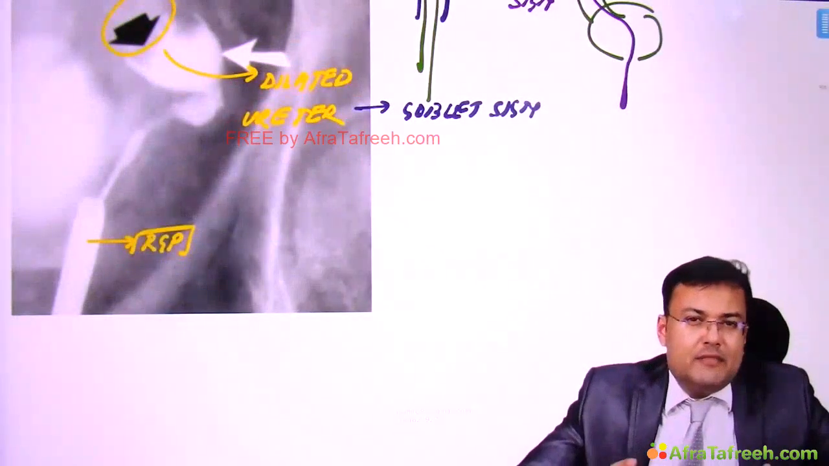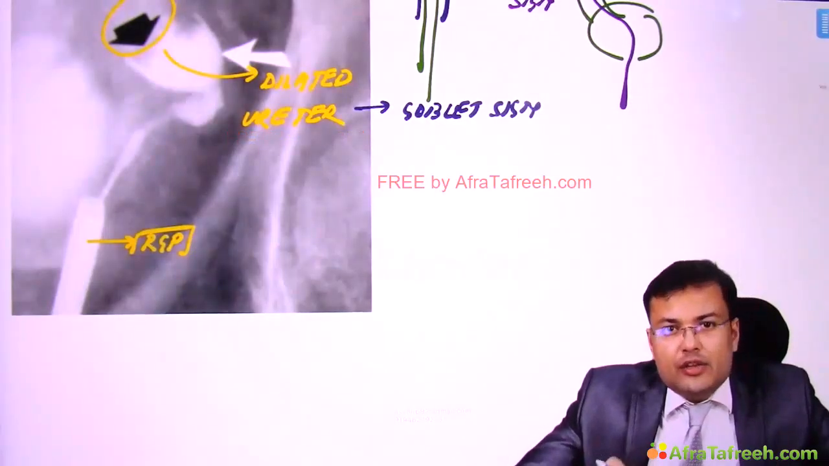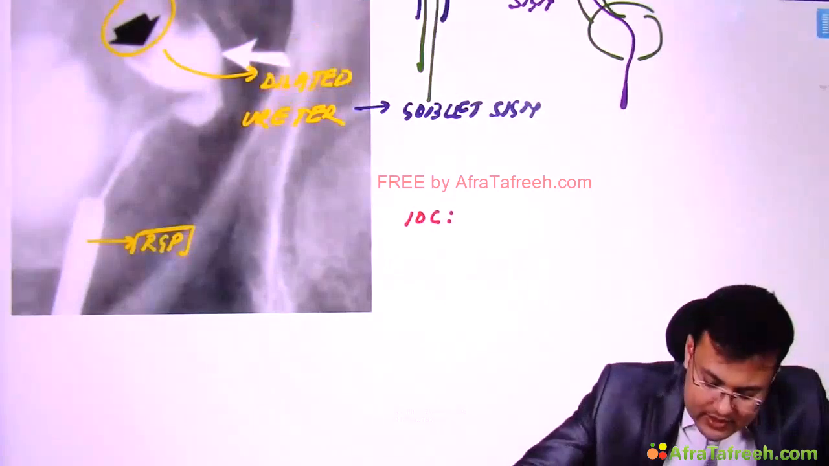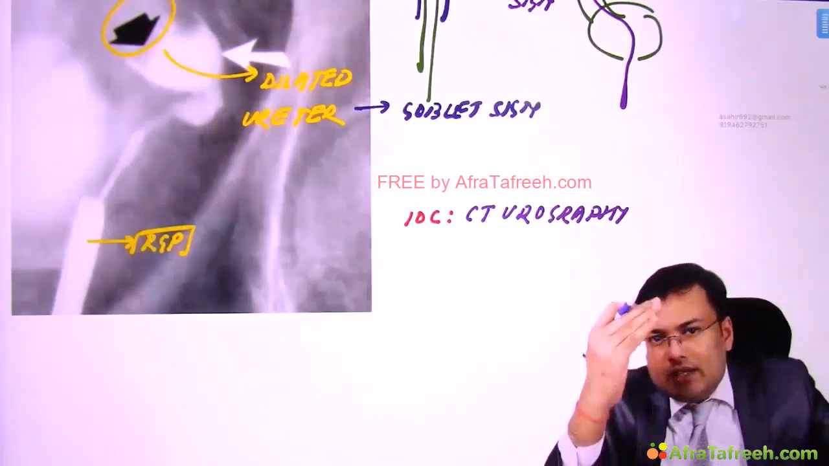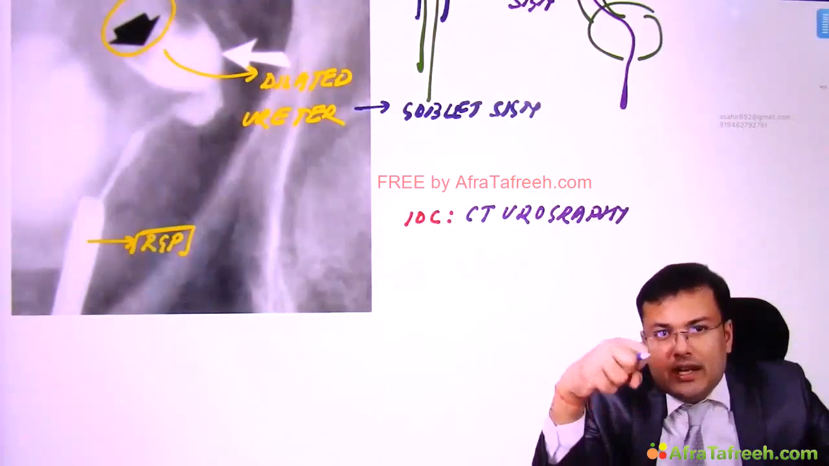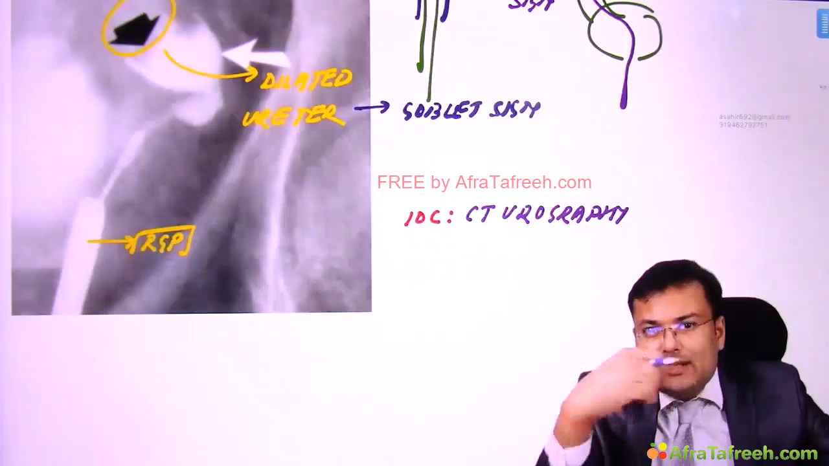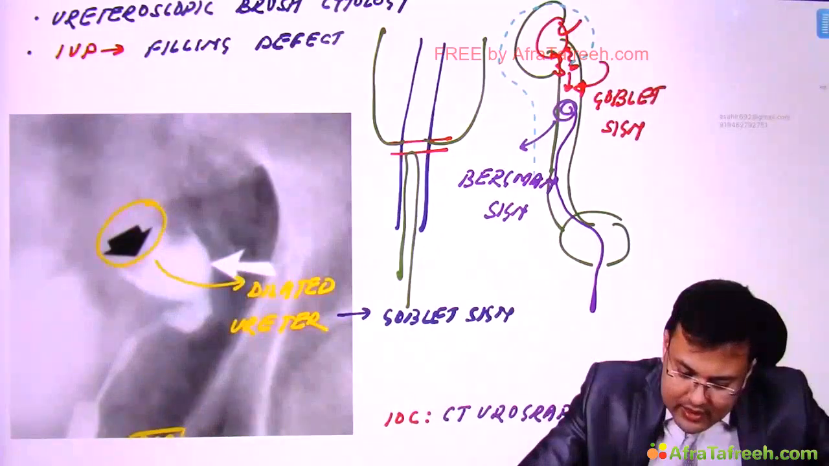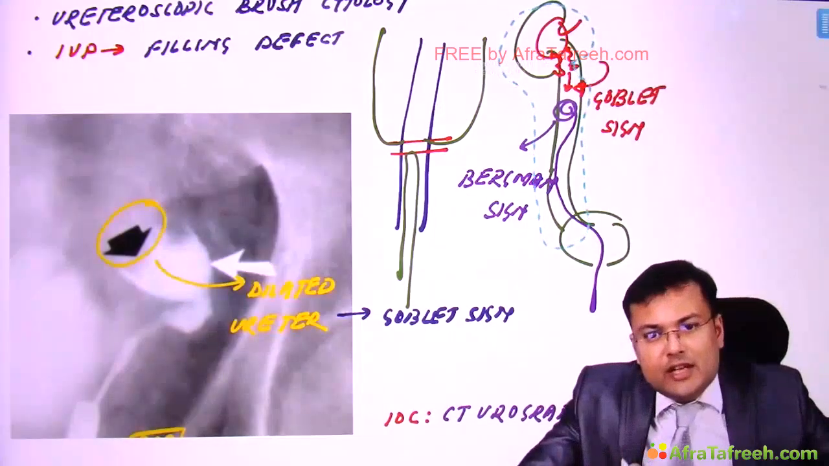By the way, what is the investigation of choice for diagnosis of carcinoma renal pelvis? It is CT urography. And we discussed the filling defect. Now what is the treatment? In the treatment, I have to remove the kidney, I have to remove the ureter on that side. So it is nephroureterectomy, and simultaneously I will remove this kidney, ureter, and cuff of bladder where this ureter is going to drain. So this is the adequate treatment.